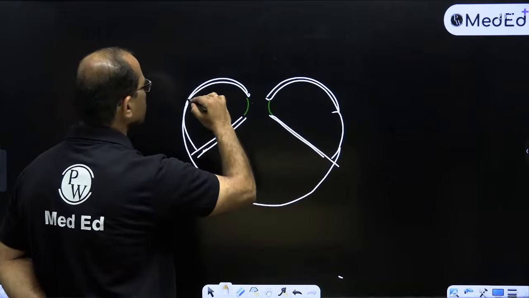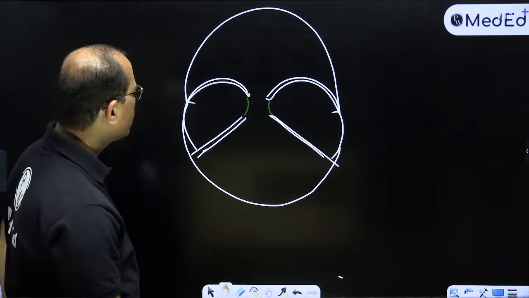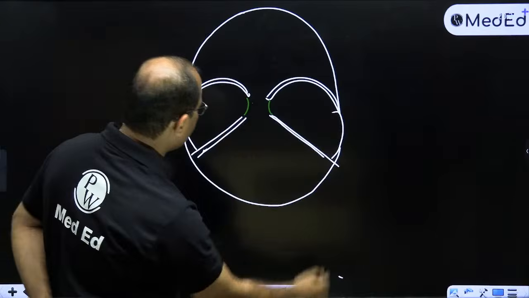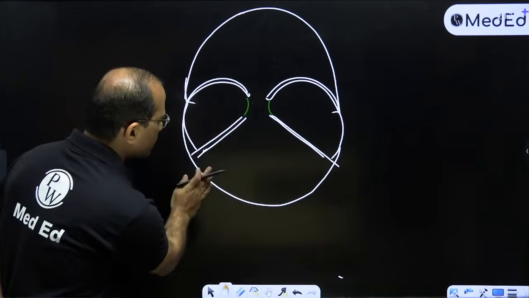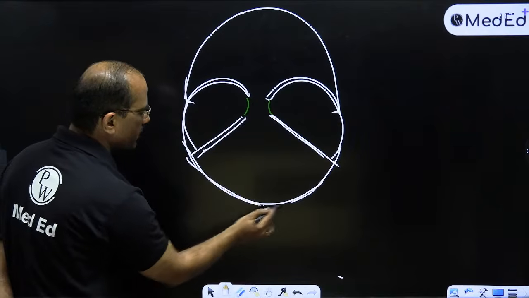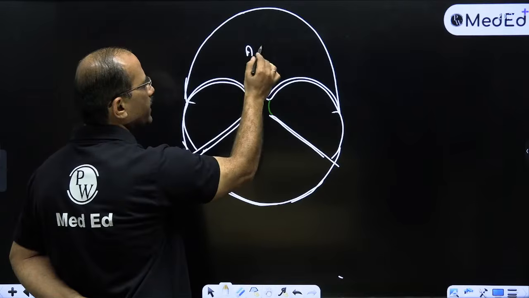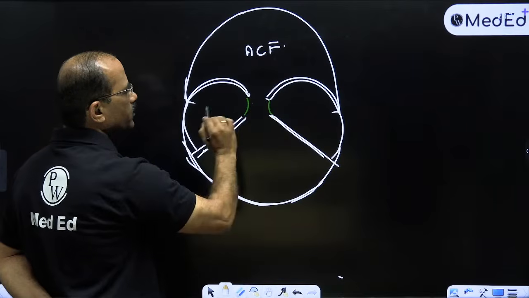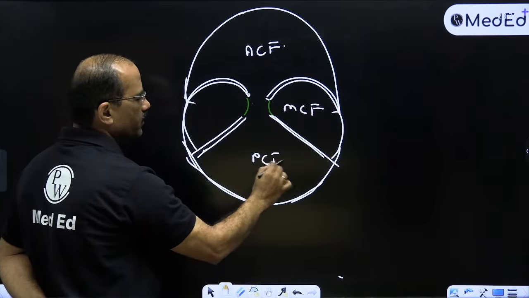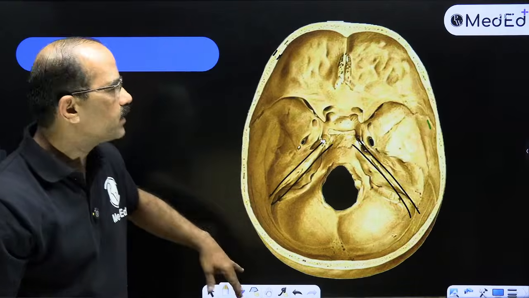Just have a look at this. You find it? These are the 3 fossae. Okay, fine. These are the 3 fossae. This may not be up to the mark, that's fine. So what is this fossa known as? This is the anterior cranial fossa. That's the middle cranial fossa. And what's this? Posterior cranial fossa. So there are 3 fossae: anterior, middle and posterior cranial fossa.